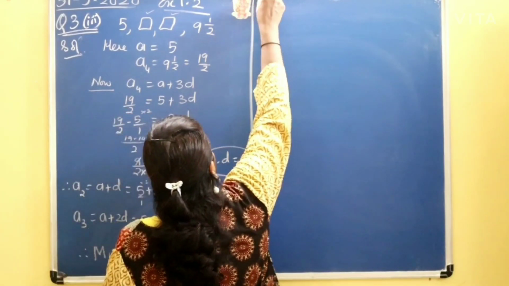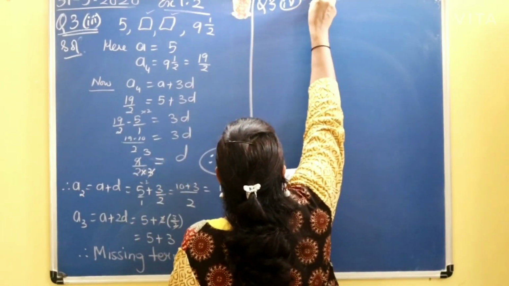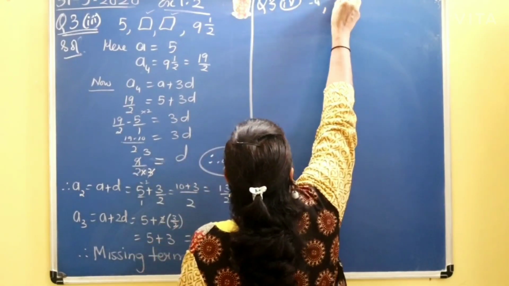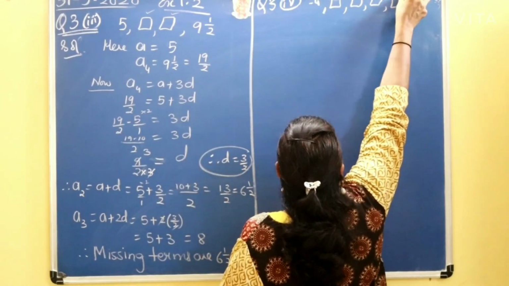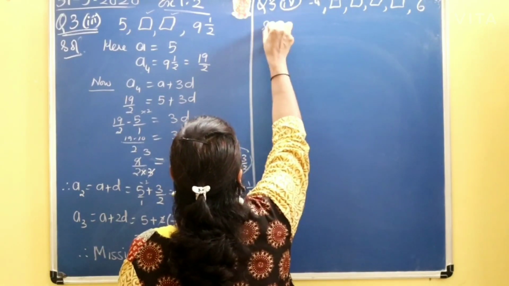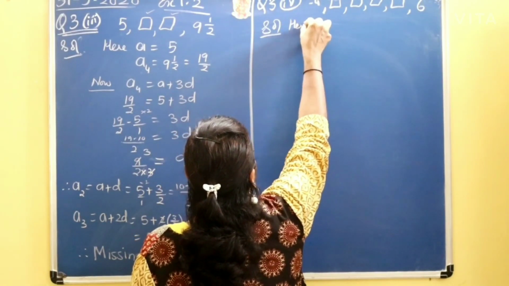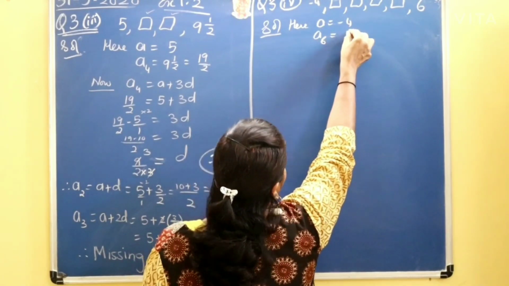Coming to question number 3, the fourth sub question given is minus 4 and there are 4 boxes. a2 is not known, a3 is not known, a4 is not known, a5 is not known, a6 is known. So here a is equal to minus 4, a6 is equal to 6.